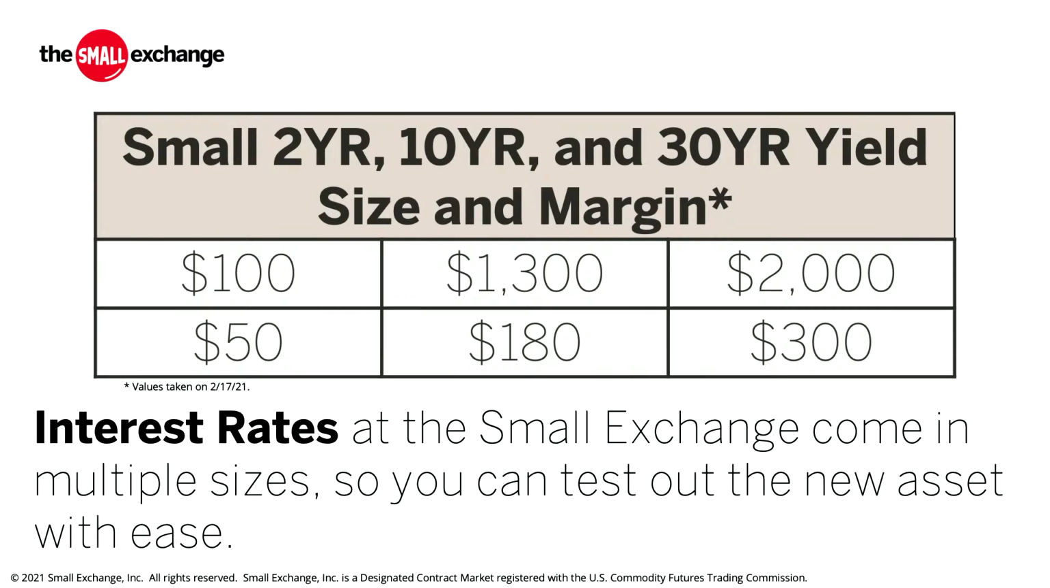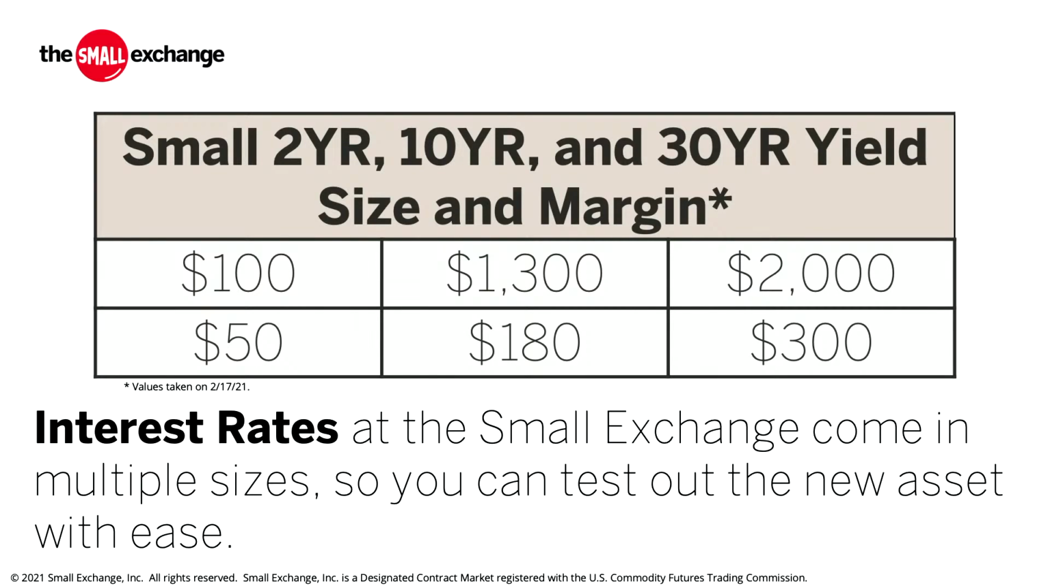And that's what we did here by reducing these sizes, letting you get in to try it out, even the bigger 30-year, which, if anybody knows anything about interest rates, that longer term, longer duration Treasury product is usually thought of as having more whip, more volatility, more back and forth. Even that bigger, more volatile product, just $2,000, $300 in margin to try it out. So you can truly test out this new asset class with ease.